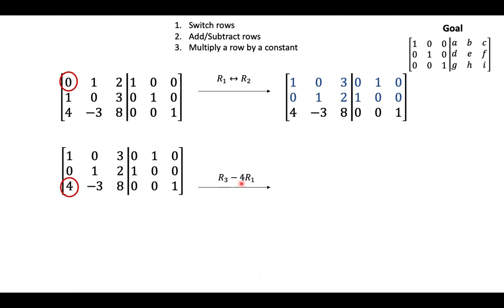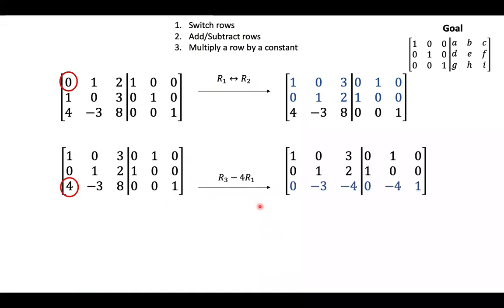You are able to do 2 of the elementary row operations at the same time. So multiplying a row by a constant, as well as adding or subtracting rows, is completely fine. So when we do those operations, we will get this matrix. So just to do 1, 4 minus 4 times 1 will give me 0. Negative 3 minus 4 times 0 will give me negative 3. 8 minus 4 times 3 will give me negative 4, and so on if we continue the row operation for the rest of the row.